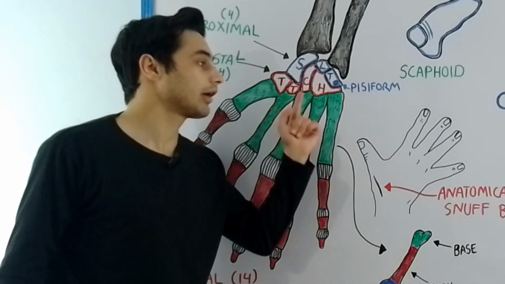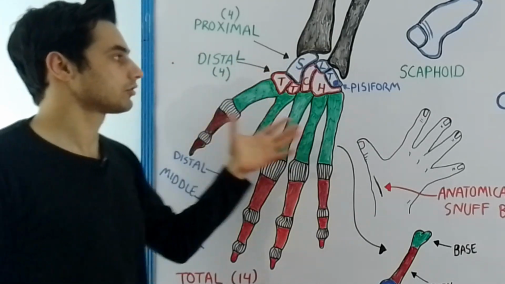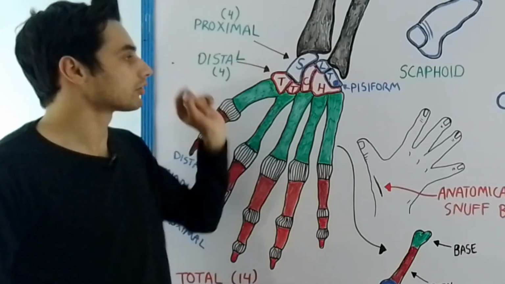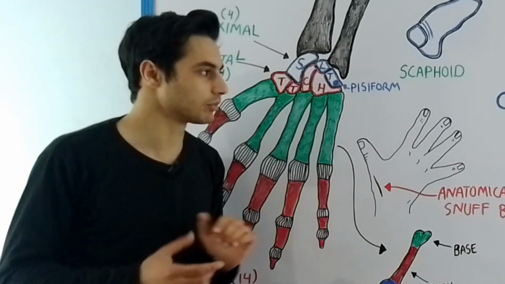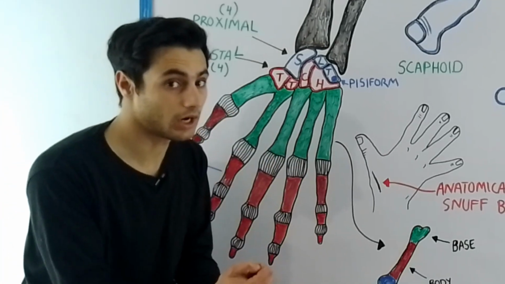Now let's talk about the bones present in the distal row of the carpal bones, starting with the trapezium, trapezoid, capitate and the hamate bone. The capitate is the largest bone of the distal region, but the largest bone of the proximal region is the scaphoid. Do remember that.